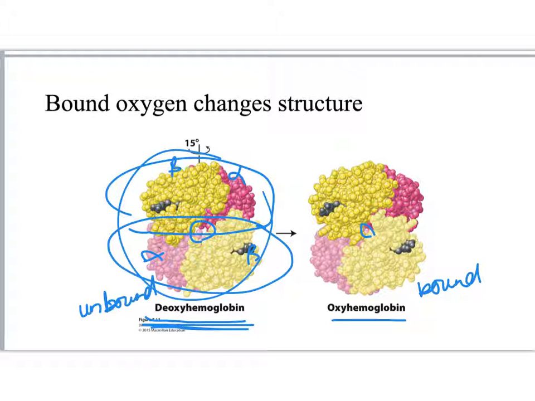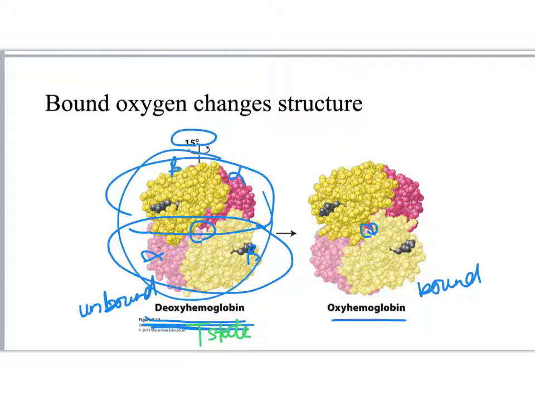So one of those alpha beta dimers will shift with respect to the other, and it rotates about 15 degrees, and that rotation closes this pocket slightly. Now we tend to refer to this deoxyhemoglobin as being in the T state.